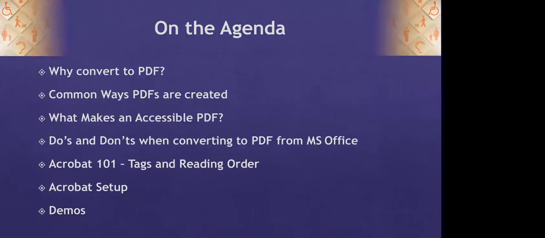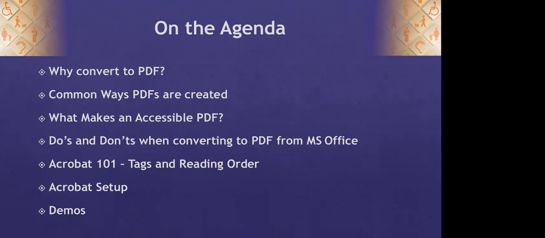Okay, so on the agenda for today, we'll be covering things like, why would you even be converting to PDF in the first place? The common ways that PDFs are created and some of the situations that arise depending upon how the PDF was created, what features in a PDF make it accessible. And another important aspect of creating a PDF is that moment that you convert it, that you do it the right way. And then there's kind of a do's and don'ts when converting.